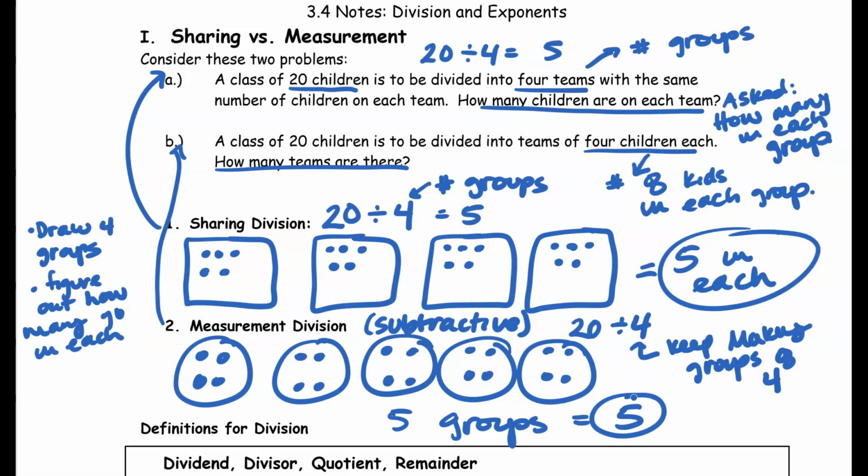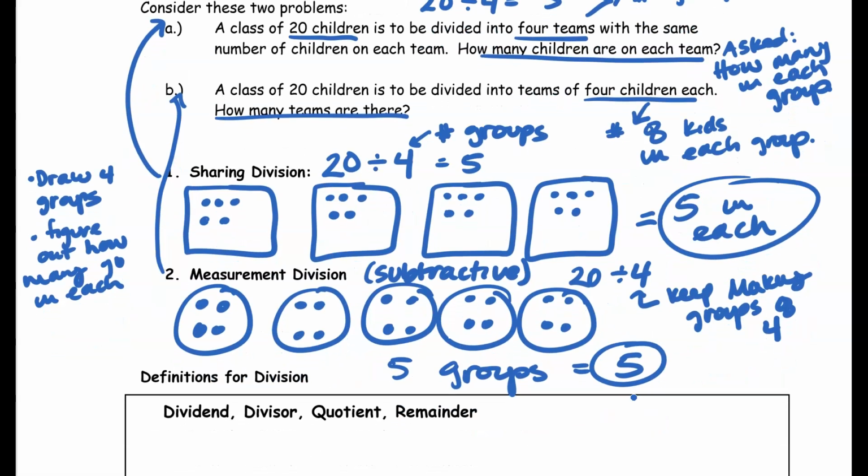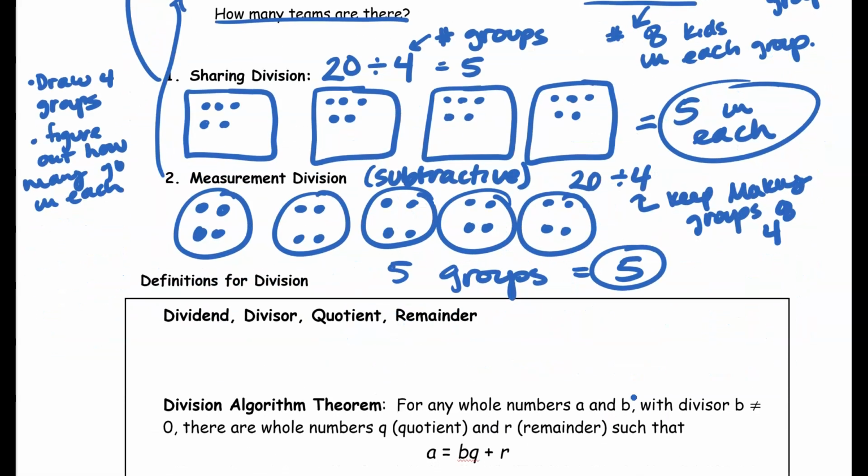So you can think of 20 divided by 4 in either way. I think it depends on the type of problem, and we'll talk about that a little bit later. And it also just depends on what makes more sense to the person doing it.